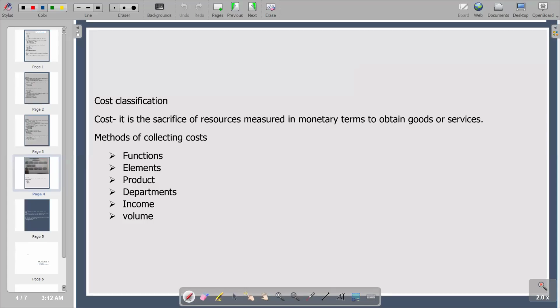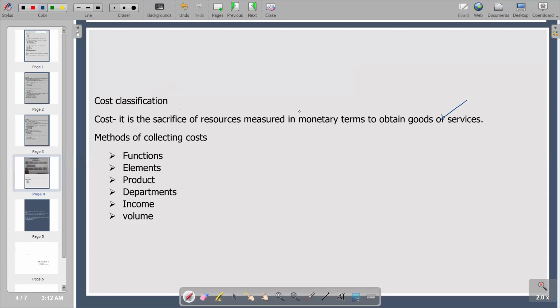So on the next aspect, we are going to look at cost classification, whereby we have a definition for costs, that is, it is the sacrifice of resources measured in monetary terms to obtain goods or services. So this is the basic explanation that we have in terms of cost. And then we have methods of collecting costs. When we're talking about methods of collecting costs, we are saying how do we allocate costs in an organization or business?